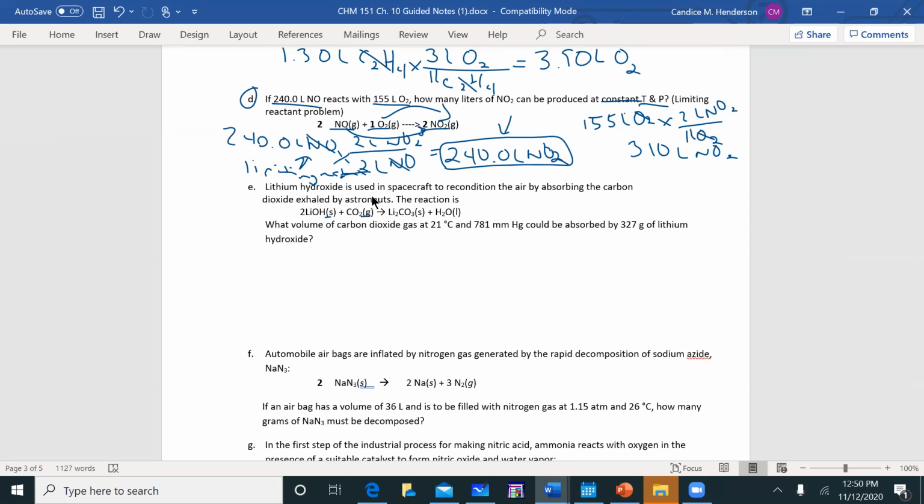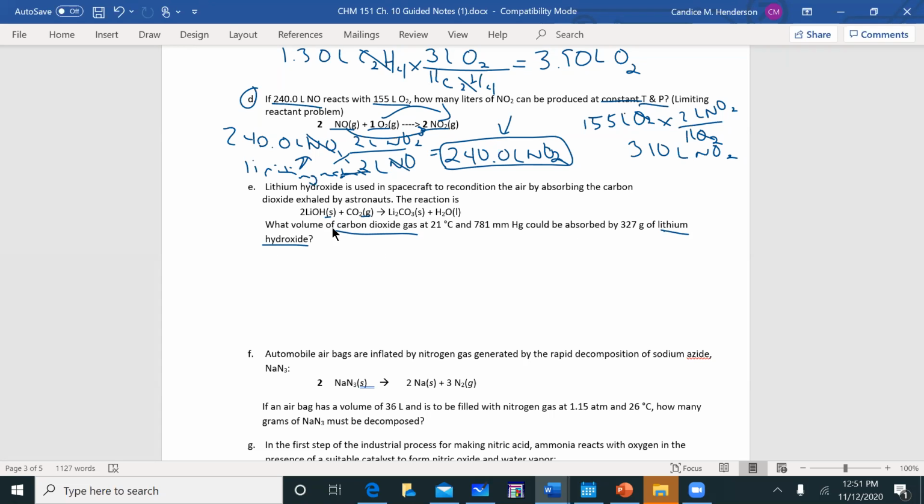So here we say that lithium hydroxide is used in a spacecraft to recondition the air by absorbing the carbon dioxide. So the lithium hydroxide absorbs the carbon dioxide and it will produce lithium carbonate and water. So what volume of carbon dioxide gas, so we're trying to find the volume of carbon dioxide gas at 21 degrees Celsius and 781 mmHg could be absorbed by 327 grams of lithium hydroxide. So there's two different sets of information here. One is talking about carbon dioxide. The other one is talking about lithium hydroxide.